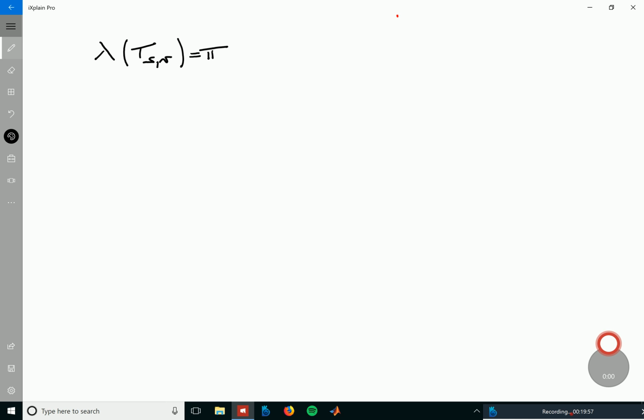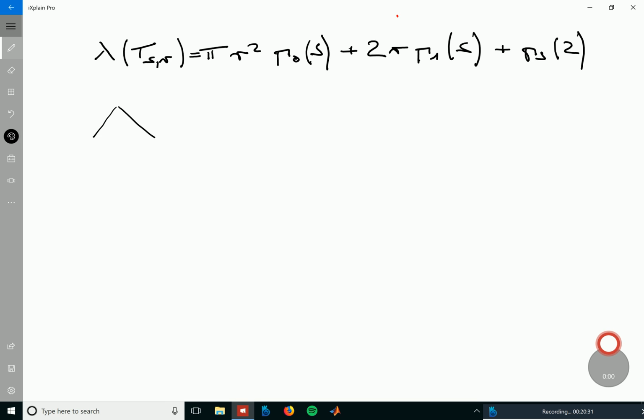You get pi r squared times mu_0, so the zero order intrinsic volume, plus 2r mu_1. So this pi r squared comes from the ball, right? We talked about the Lebesgue measure of the ball previously. Finally you get mu_2. And what this describes is the volume of the tube around the triangle, where actually the tube comprises also the triangle itself.